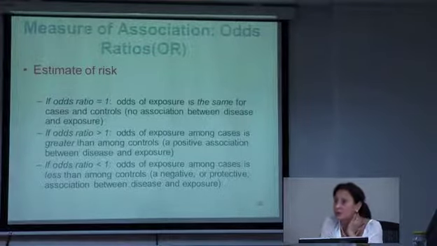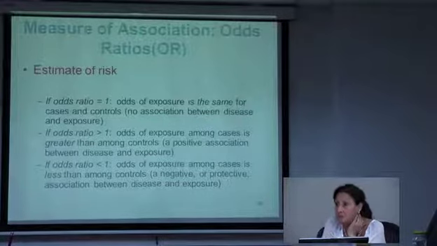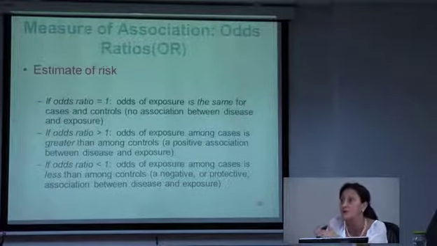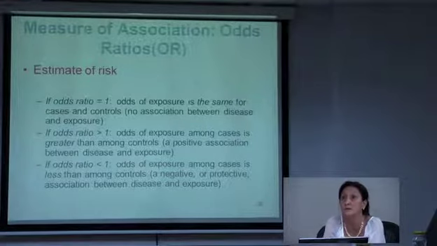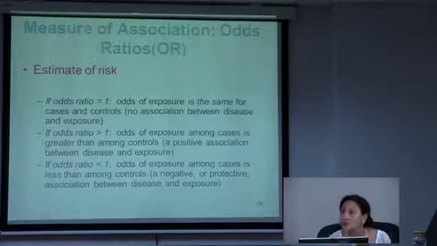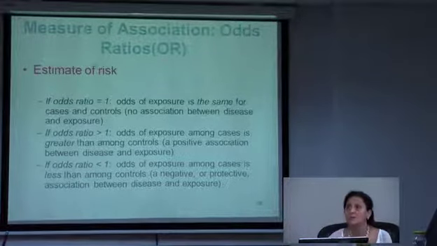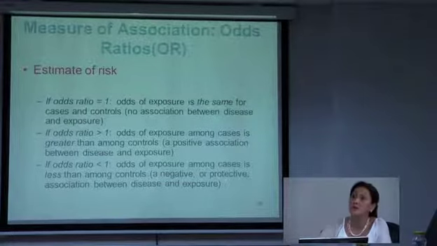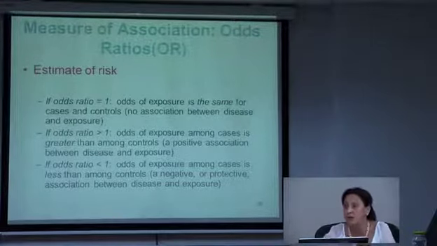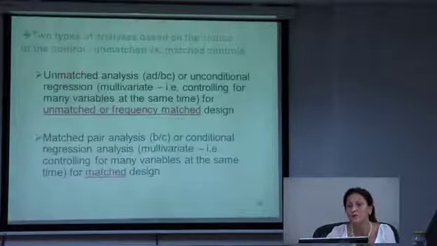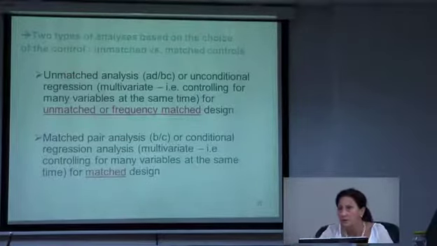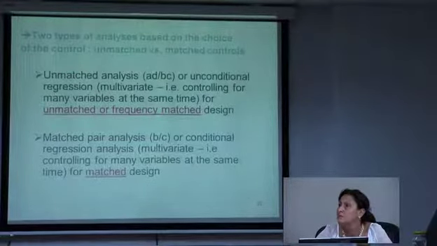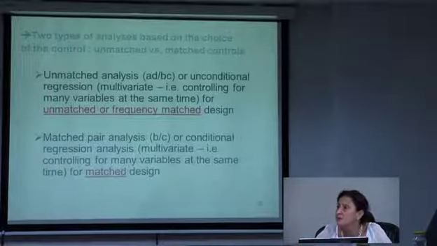If it's more than 1, this means my exposure is a risk factor, so the odds of exposure is higher in the cases, always the case as in my numerator. If it's less than 1, this means that whatever factor I'm investigating is a protective factor, so the odds of exposure in the cases is less than in the controls. So the OR is the measure of choice for association in a case control study.